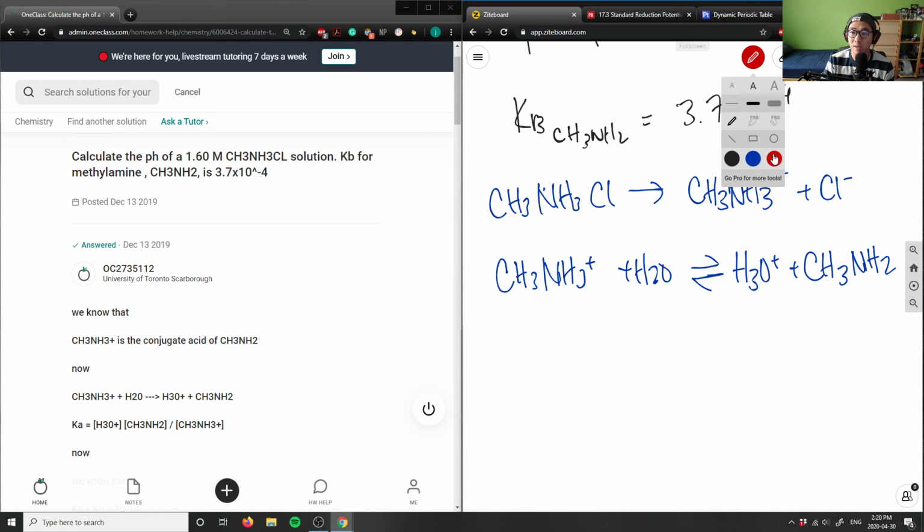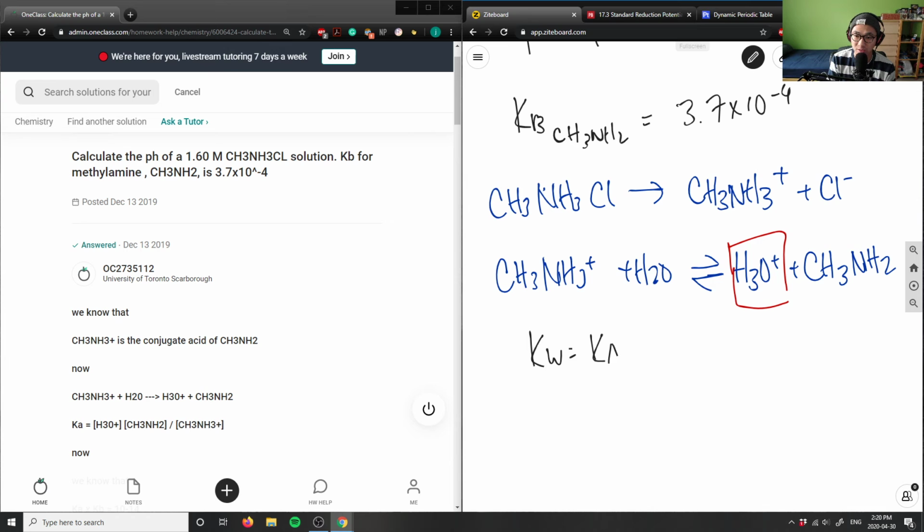But again, if I look at my compound here, I'm forming H3O plus, which is an acid. So here I would actually have my Ka. So I have to actually solve for my Ka. Because I'm given a Kb, what I'm going to have to do is relate it to Kw, right? Because I know that Kw equals Ka times Kb.